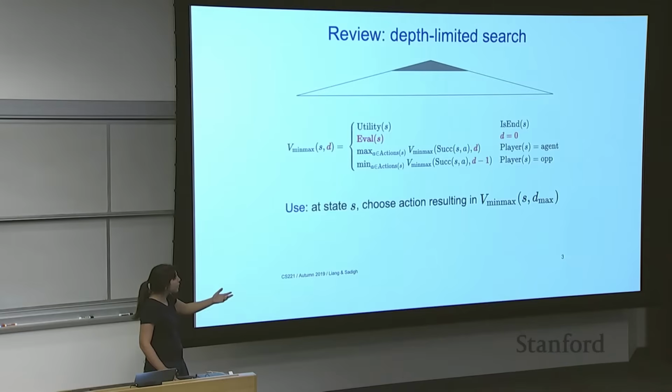And if the agent is playing, the recurrence is maximize V of the successor states. And if the opponent is playing, we want to minimize the value of the successor states. And so that was the recurrence we started with. And we looked at games that were kind of large, like the game of chess.